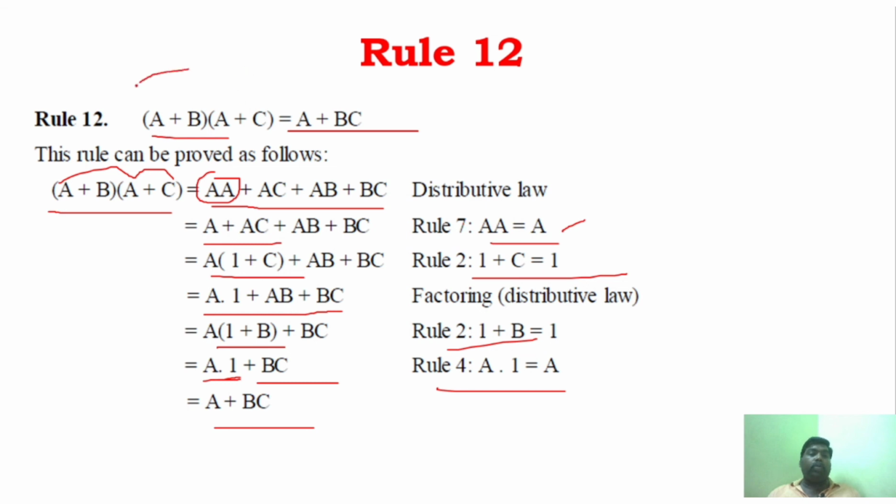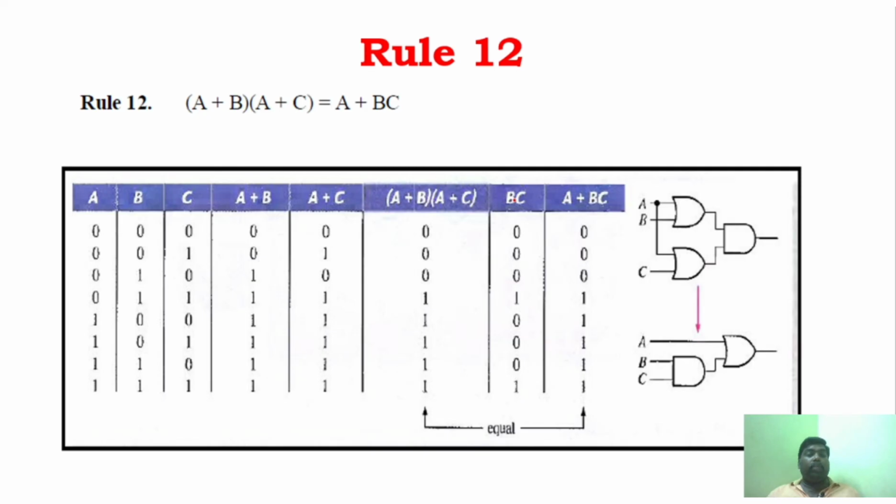Now we have to prove this complete expression, right? How can we do that? We can do it by using the truth table. First, we have to find out a plus b and then a plus c, right? And then you need to find out b into c, correct? Now you have three variables, A, B, and C, correct?